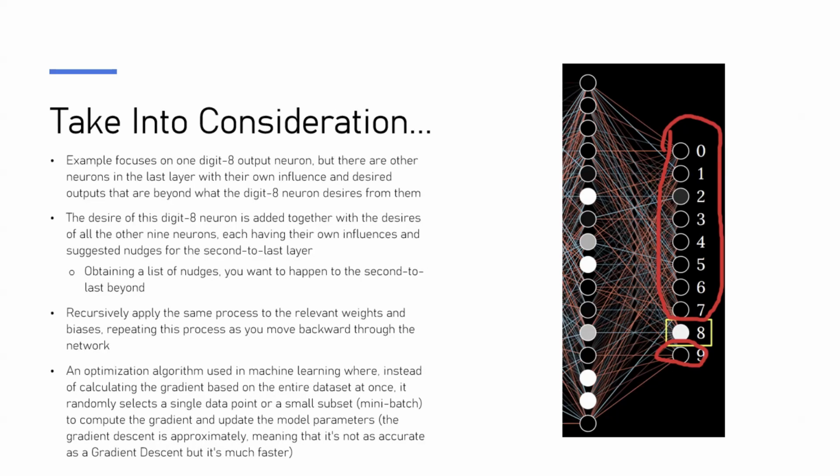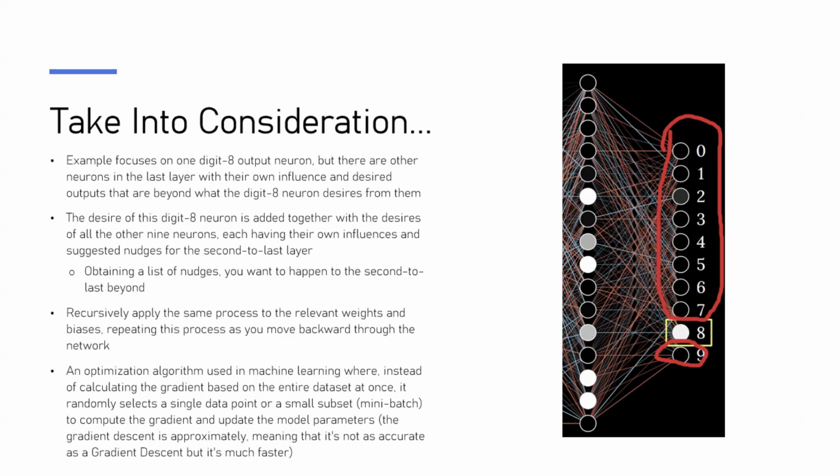Now we have to take into consideration that our example focuses on one digit 8 output neuron, but there are other neurons in the last layer with their own influence and desired output that are beyond what the digit 8 neuron desires from them. So as you can see on the right, we've been mainly focusing on the neuron that represents the eighth digit. There are nine other neurons that represent the other single digits.